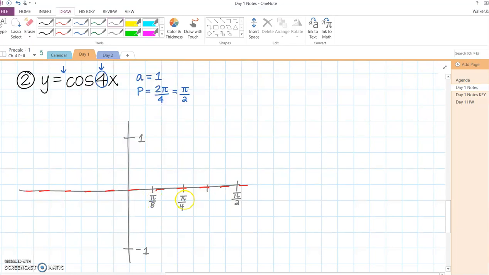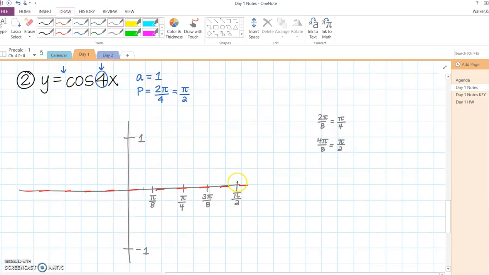Which means every single tick mark is going up by pi over 8. Here's pi over 8. This would be 2 pi over 8. Now 2 pi over 8 is the same as pi over 4. You can see 2 goes into 8 4 times, which means this is 3 pi over 8. And the last tick mark would be 4 pi over 8. Which you can see reduces to that pi over 2.